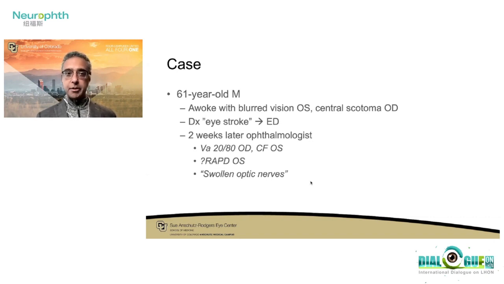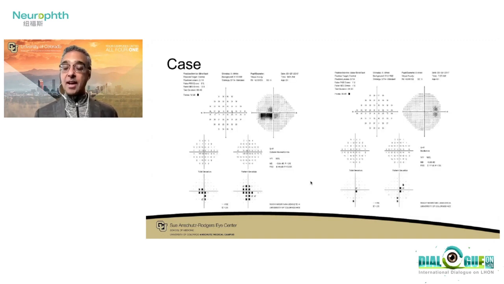And 2 weeks later, he was seen by an ophthalmologist who found visual acuity of 20/80 in the right eye, counting fingers in the left eye, a possible RAPD in the left eye, although that ophthalmologist was not sure, and said the patient had swollen optic nerves and sent him for our evaluation in the neuro-ophthalmology clinic. When he came to see us, his visual acuity was similar to what was shown here. He did not have an RAPD, had briskly reactive pupils, which was one of the things that was against having had a so-called eye stroke or NAION.